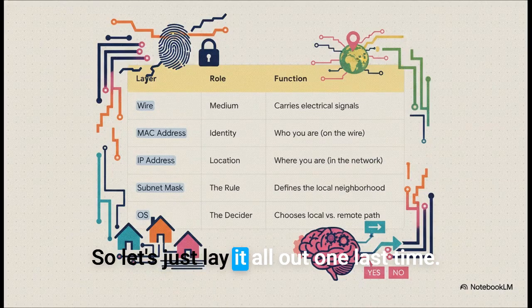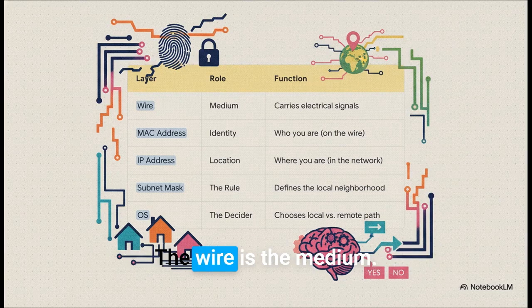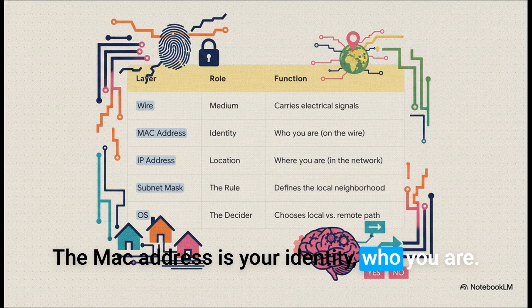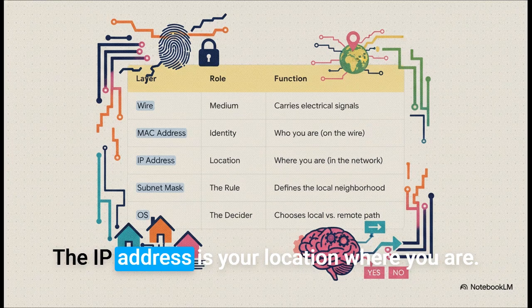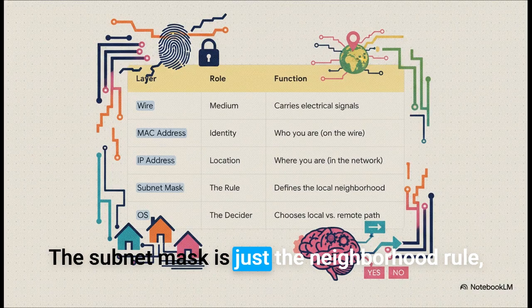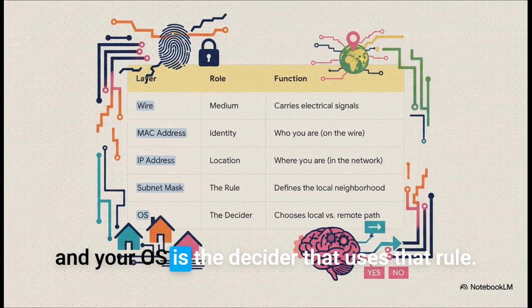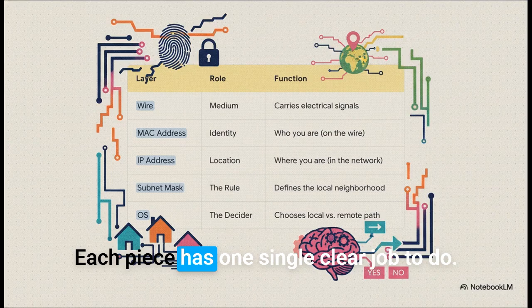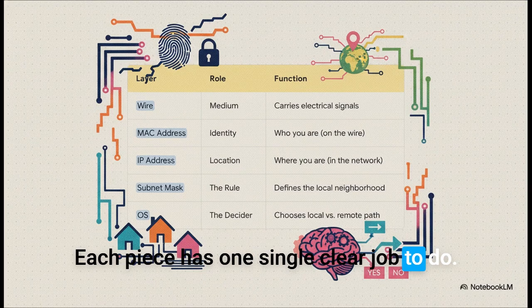So let's just lay it all out one last time. The wire is the medium. The MAC address is your identity, who you are. The IP address is your location, where you are. The subnet mask is just the neighborhood rule, and your OS is the decider that uses that rule. It's really that simple. Each piece has one single, clear job to do.